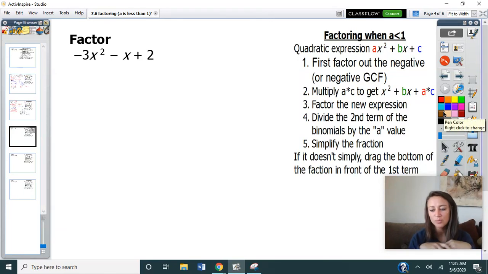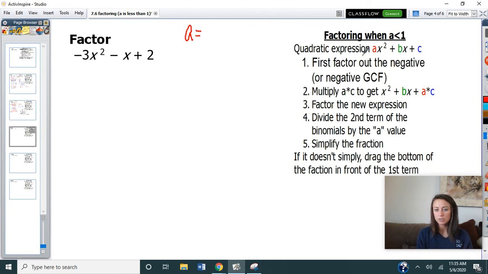Right, so we're going to do a couple more examples of factoring when a is less than 1. So if we're factoring this problem here, our a value is what's in front of the x squared, and in this case what's in front of the x squared is -3. So this is why a is less than 1. It's a negative number. So we're going to follow these steps right here.